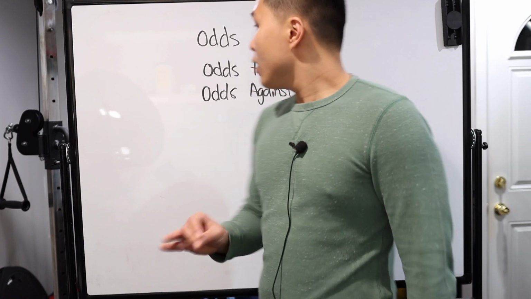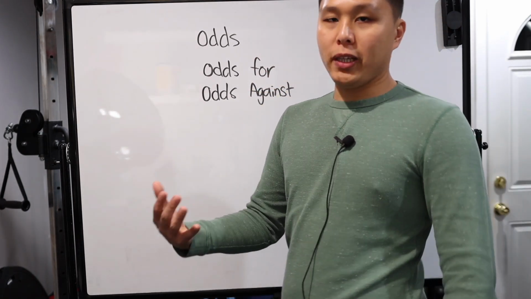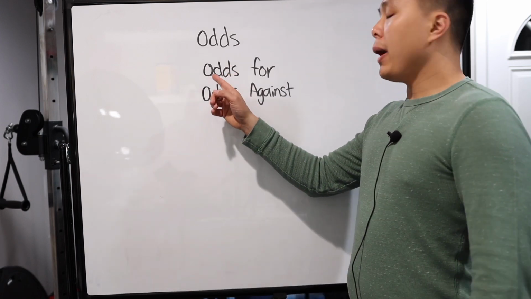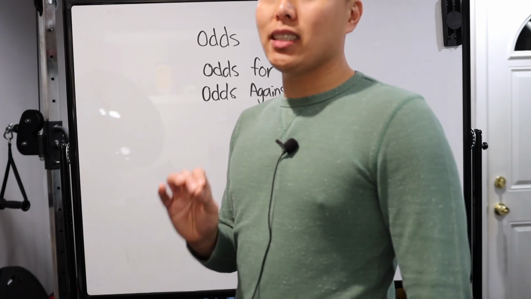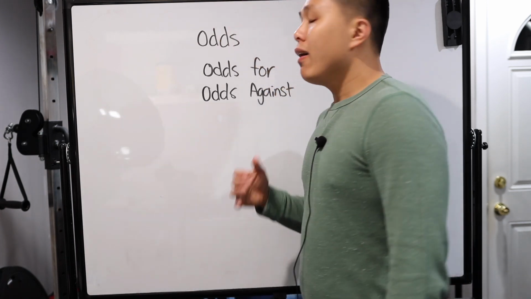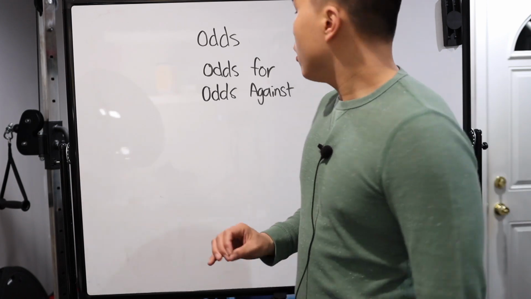So here's the thing. When they say odds, you have to clarify with whoever you're betting with: are you betting on the odds for something to happen or the odds against something to happen? Because guess what? That plays a huge role in truly understanding what the numbers mean, right?